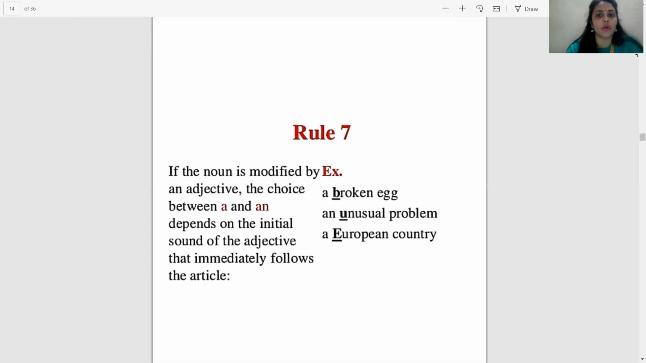An unusual problem. Problem begins with P, which is a consonant with a consonant sound, but unusual is the adjective, and it gives you a vowel sound. So that is why you have used an unusual problem. Got it?